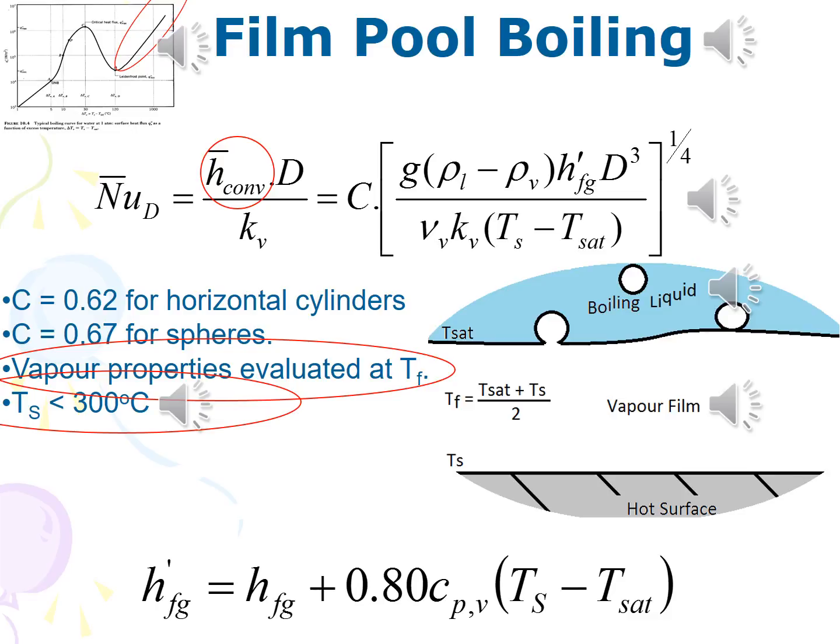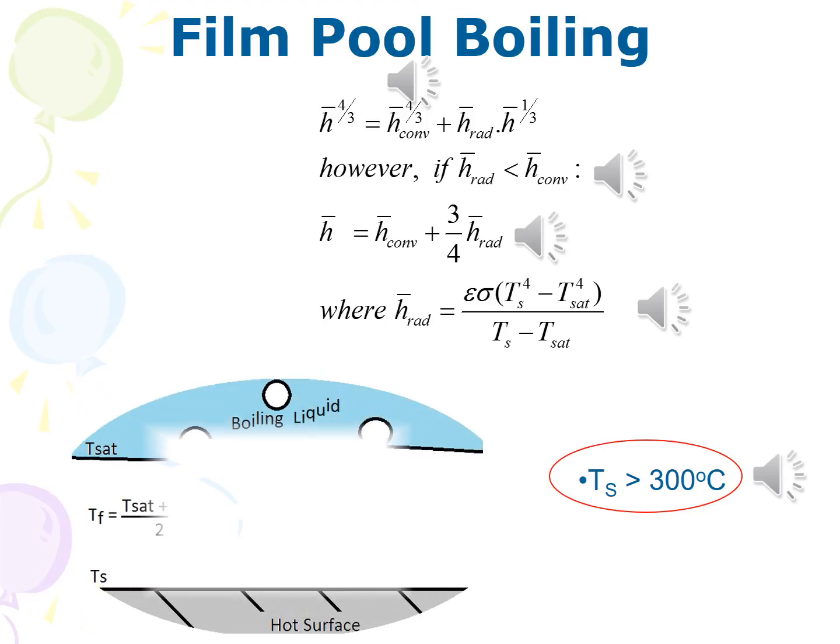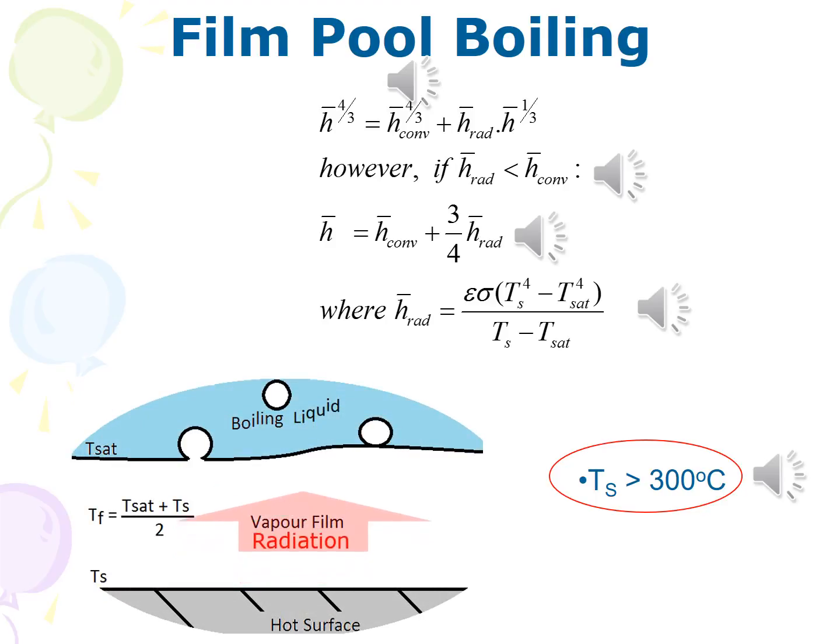The boiling liquid is at the saturated temperature, hence you need to obtain the density of the liquid and the value of h_fg at the saturation temperature, or T_sat. If the surface temperature is higher than 300 degrees centigrade, then radiation, from the surface through the vapor film to the boiling liquid, becomes significant and has to be taken into account.